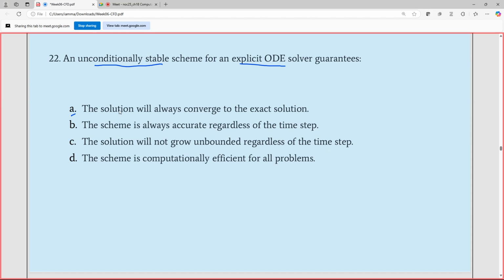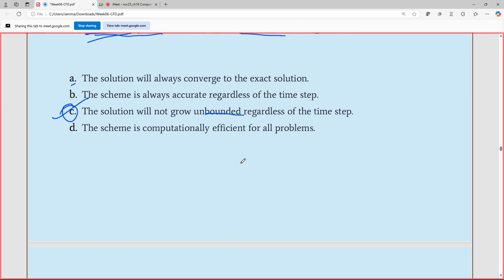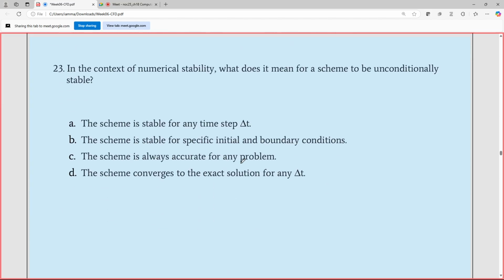Answer is option C. That for an unconditionally stable scheme, the solution will not grow unbounded regardless of the time step. So our right answer is option C. Moving on to the next question.